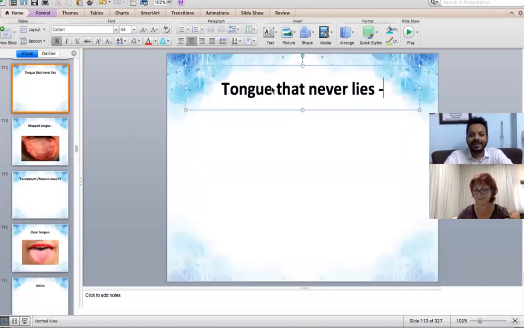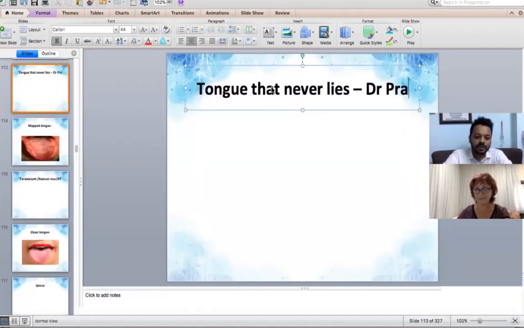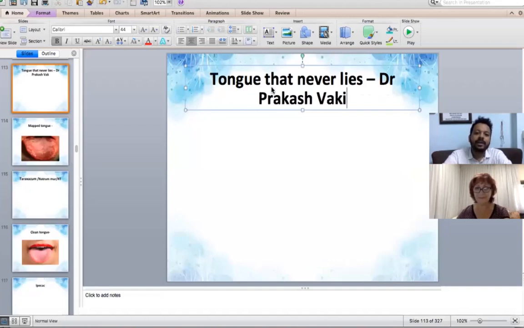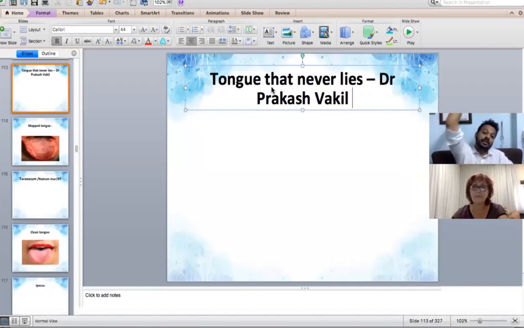Interesting name. It's a book written by Dr. Prakash Vakil. He's a very, very senior homeopath. He's no more with us. He was a teacher of my teacher. So he was a teacher of Dr. Sankaran, Dr. Farooq Master, Dr. Vijay Kat. He was a teacher of them. So he was very senior. And he developed a knack of just looking at the tongue and prescribing with very beautiful results.